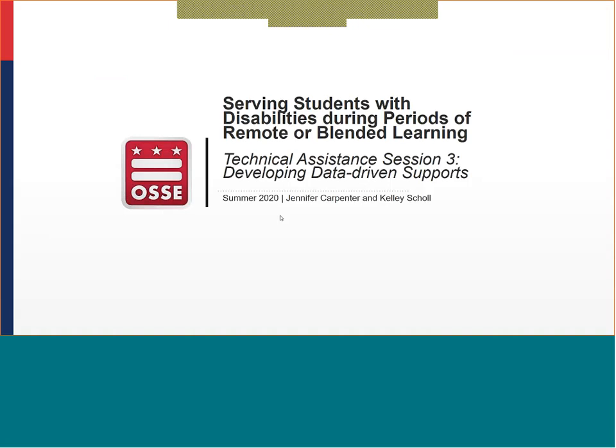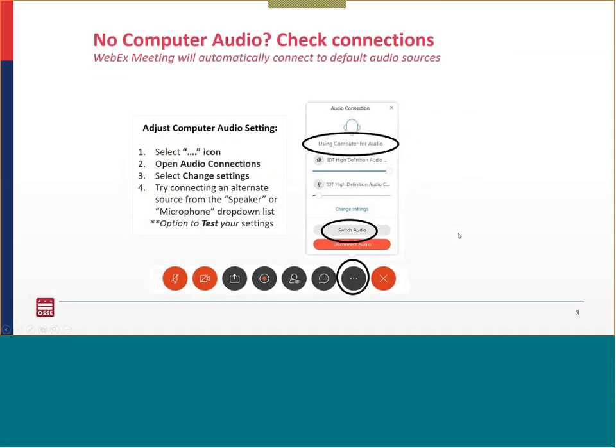If you are unable to hear me, I encourage you to take a look at some of the slides that we created to help you access all the features of this webinar. First things first, if you don't have computer audio, check your connections. It'll automatically connect to default audio sources, so adjust your computer audio settings as you need to make sure that you're able to hear. You're all automatically muted when you come on, because if we all try to talk at once, it's quite unpleasant with the feedback. But should I need to unmute someone for questions, I certainly will do so.